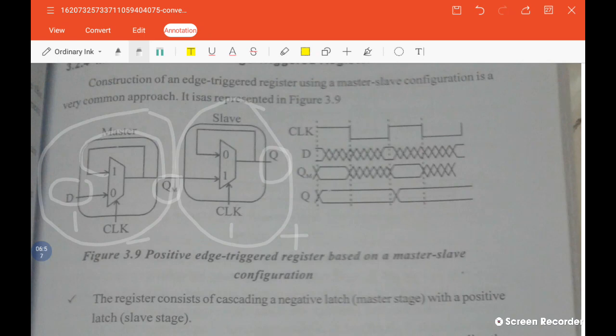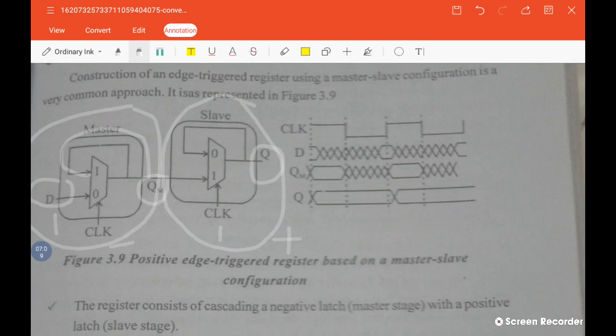Now we'll see the same thing with the help of the timing diagram. You'll understand it very well if you see the timing diagram, so for understanding purposes I'm enlarging this. First let us look at the operation when the clock is low. In this diagram we have a clock signal with proper intervals, and then we have a data D, which is taken randomly. QM is the output of the master stage, and Q is the output of the slave stage, which is the final output of the register.